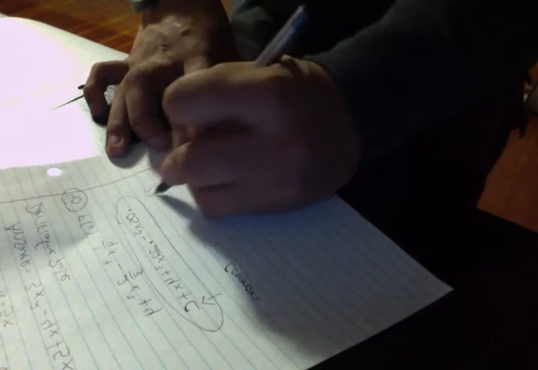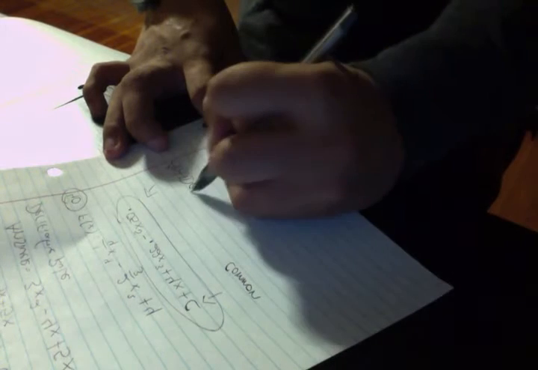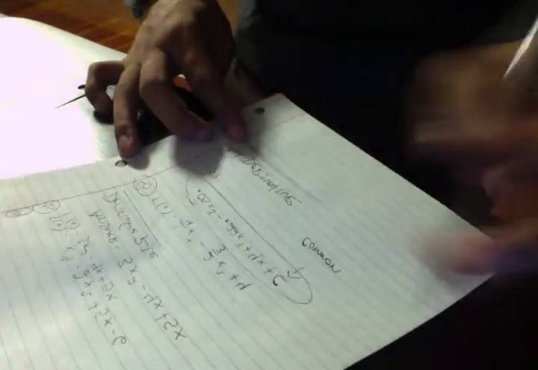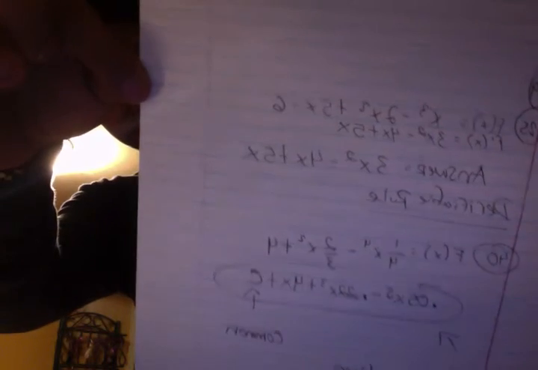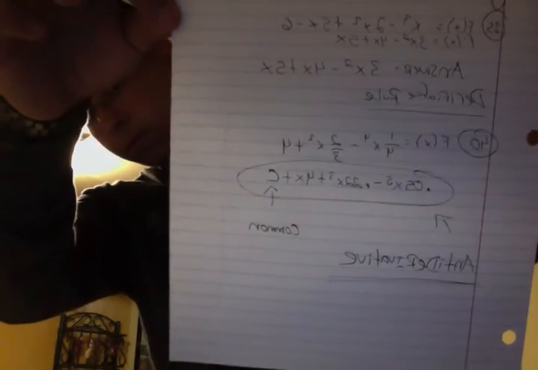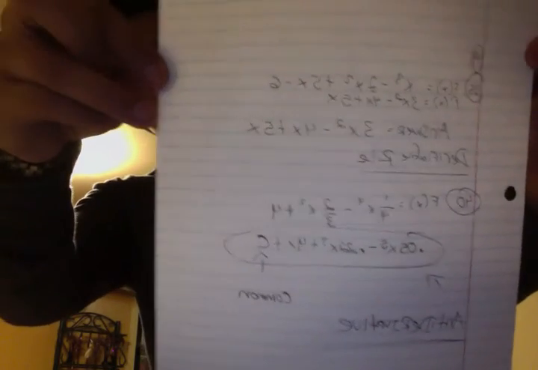And this here is an antiderivative. So that's the difference between the antiderivative and the derivative. Okay.